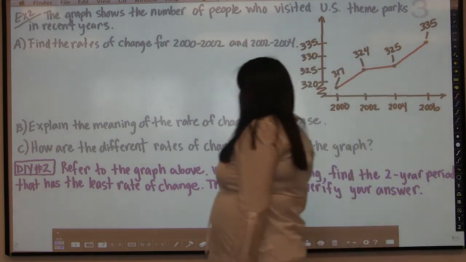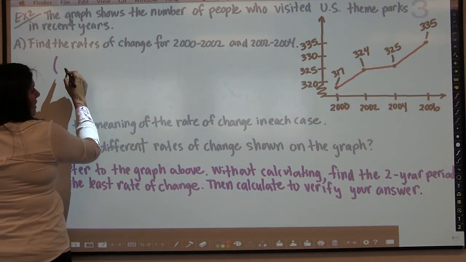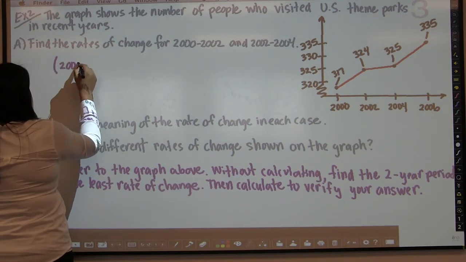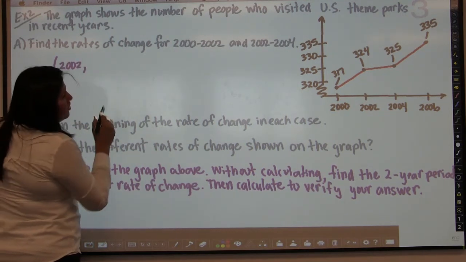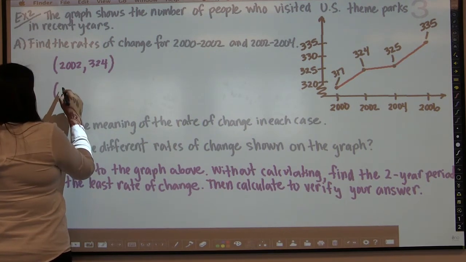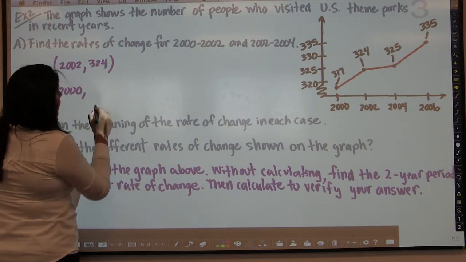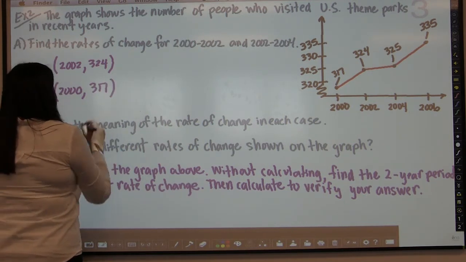So we have the x value is 2002. And the y value is 324. And then we have in the year 2000, 317 as the y value.